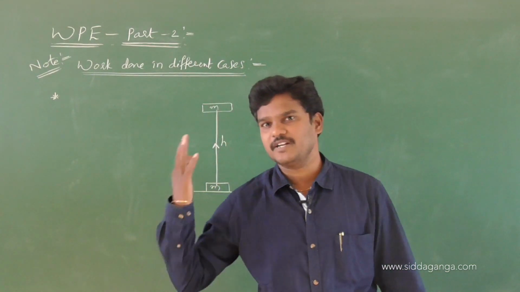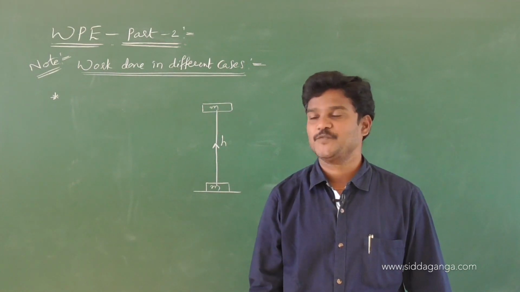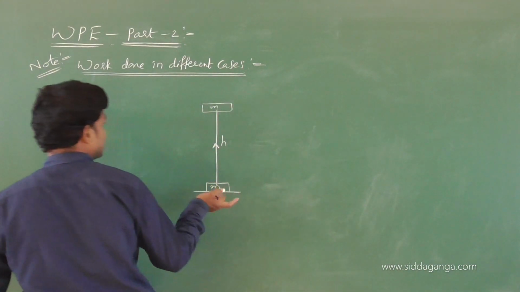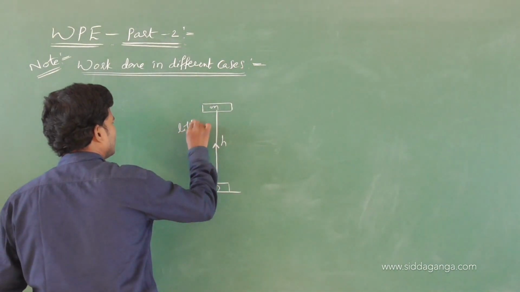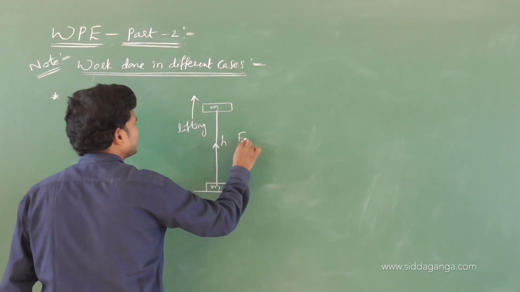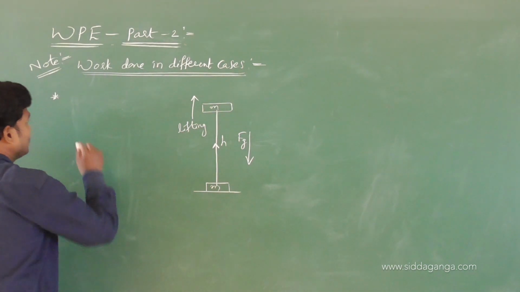If a block is lifted, work done by the lifting force is one formula. Work done by the gravitational force is another formula. So lifting means we are lifting up. Already covered in the last class. So lifting is up, gravitational force, Fg, I am writing down.